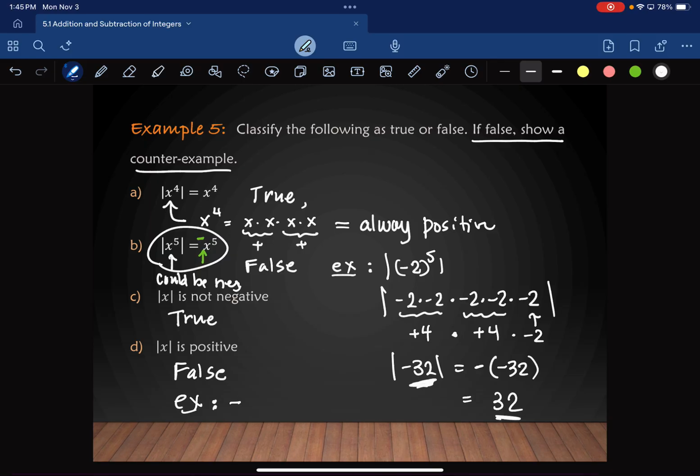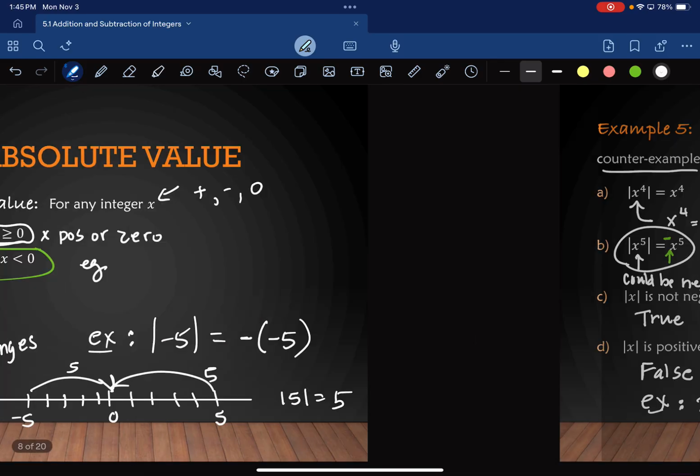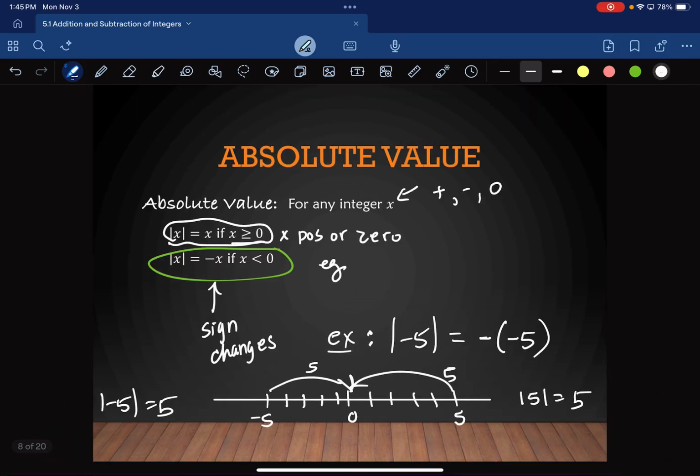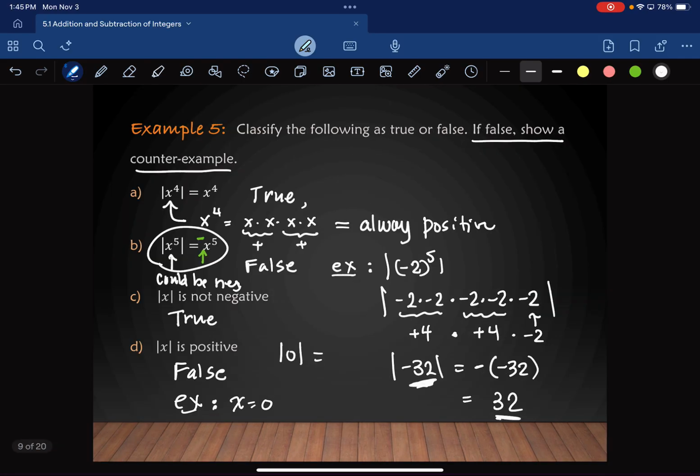If x is 0, I have the absolute value of 0. And that's in that first definition, right? The first part of the definition. I just remove the absolute values. It becomes 0. The 0 is not a positive number. It's not a negative number either, but it's not a positive number.